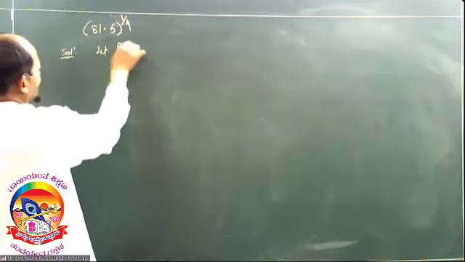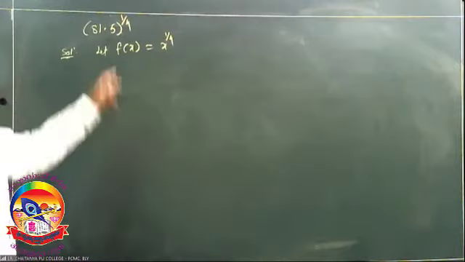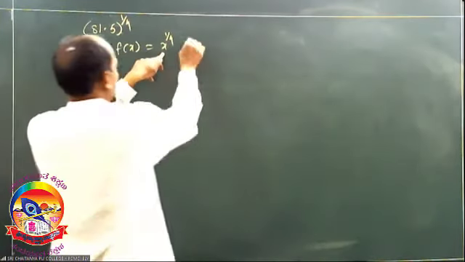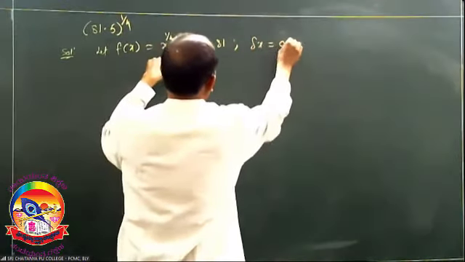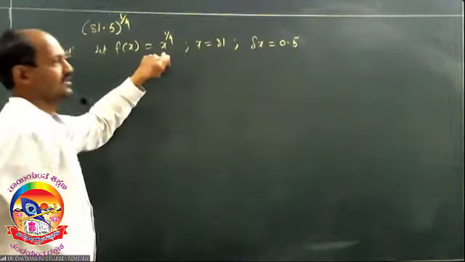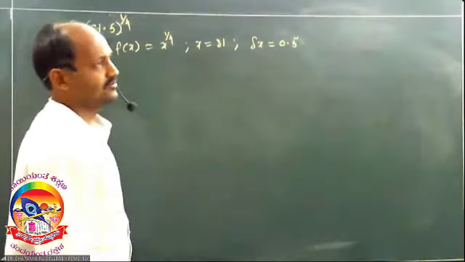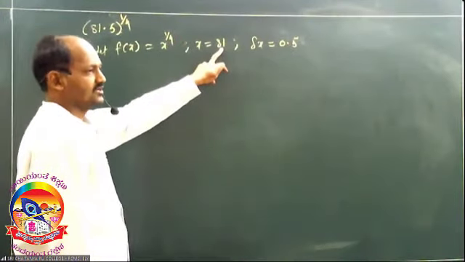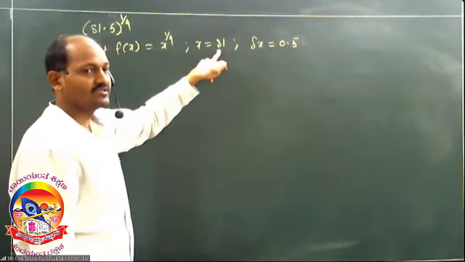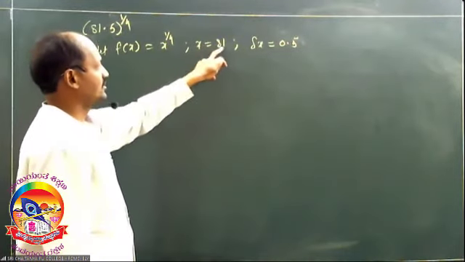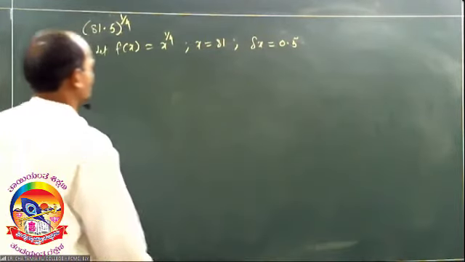So clearly the function f of x is equal to x power 1 by 4, the fourth root of x. And x is equal to 81, delta x is equal to 0.5. 81 plus 0.5 is 81.5. Why here consider 81? It is the fourth root, and the fourth root of 81 is 3. So x equal to 81 and here its error value delta x is equal to 0.5.